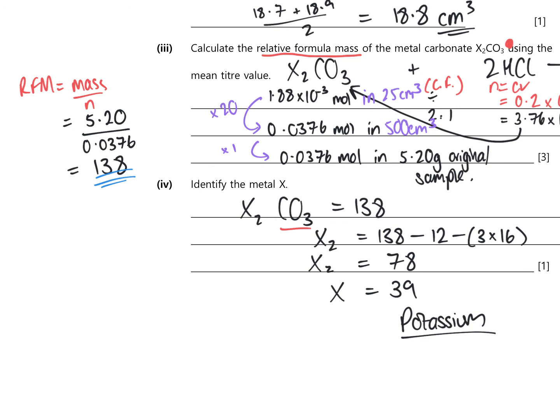So some people wrote that working out in part 3, and your final answer of 39 is part 4. So just be really careful. That should just be with part 4. So that's your titration study questions finished. If there's any questions that you still have, please just get in touch.